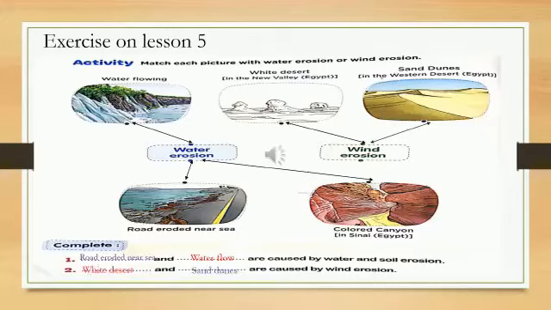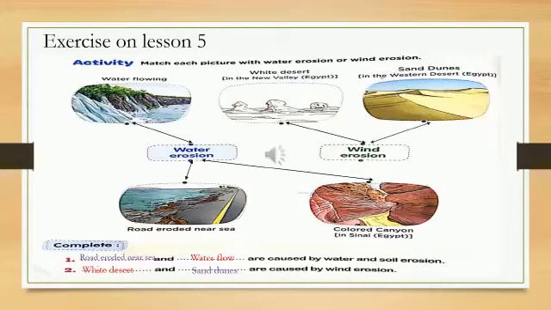Now we will solve some exercise on lesson 5. We will match this picture for each type of erosion, wind erosion or water erosion. The first picture, water flowing, this is caused by water, very good. Number two, white desert, very good, caused by wind erosion.